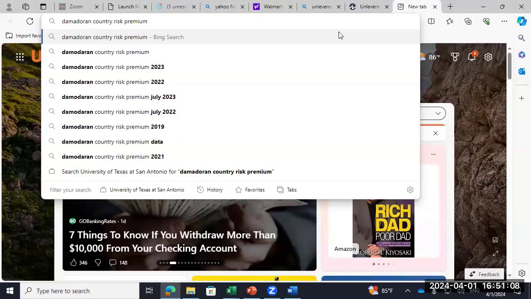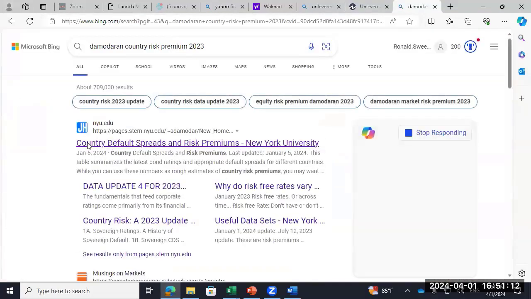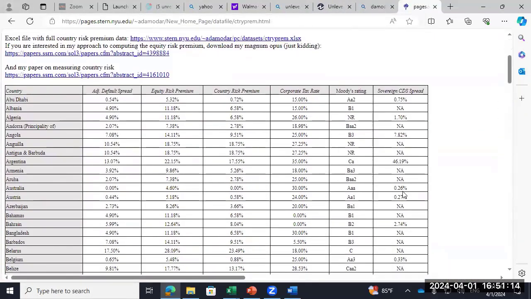But he has them all out there. You just look them up. Here's his risk premiums by country. So if you want to invest in Abu Dhabi, you need to take that risk premium you have for the US and you need to add an extra 0.72% on top of that.